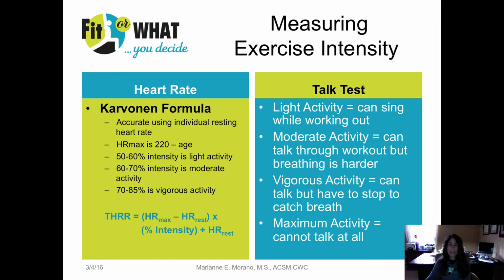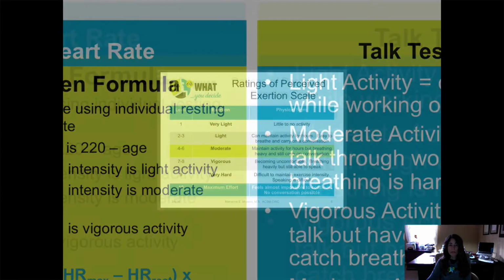So the talk test is a general way to determine if we're working light, moderate, vigorous, or at a maximum intensity. And again, you can use that with aerobic and resistance training as well.